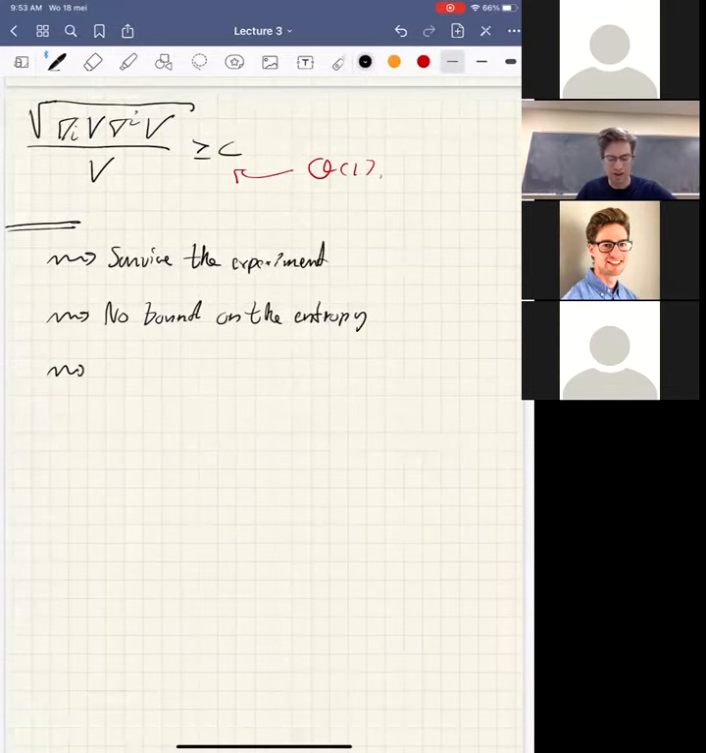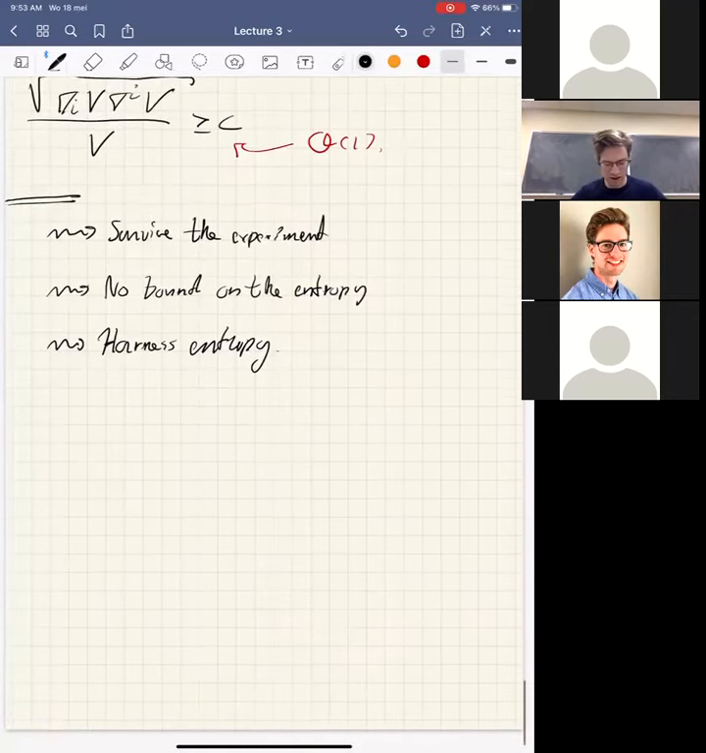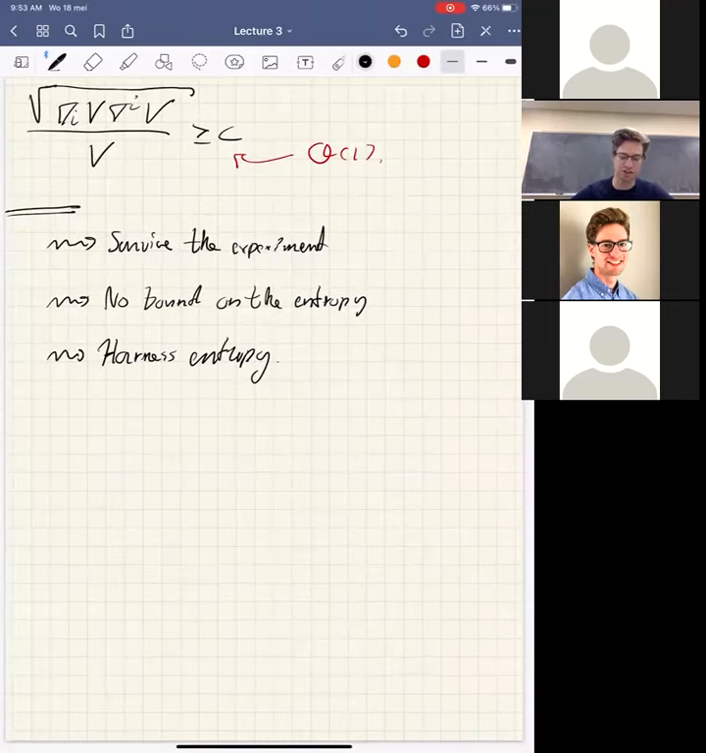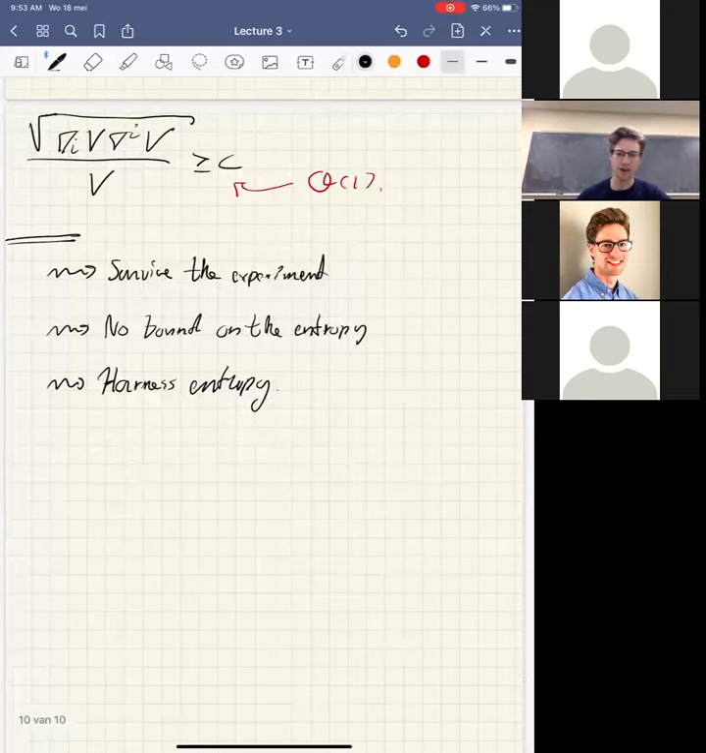And I guess you want the observer to be able to harness some entropy in order to do the experiment, to build a sufficiently complicated measurement apparatus. Okay, so then we can try to look at different types of cosmological spacetimes and see if we can satisfy these criteria, and then try to relate that to this constant C that appears in the de Sitter conjecture.